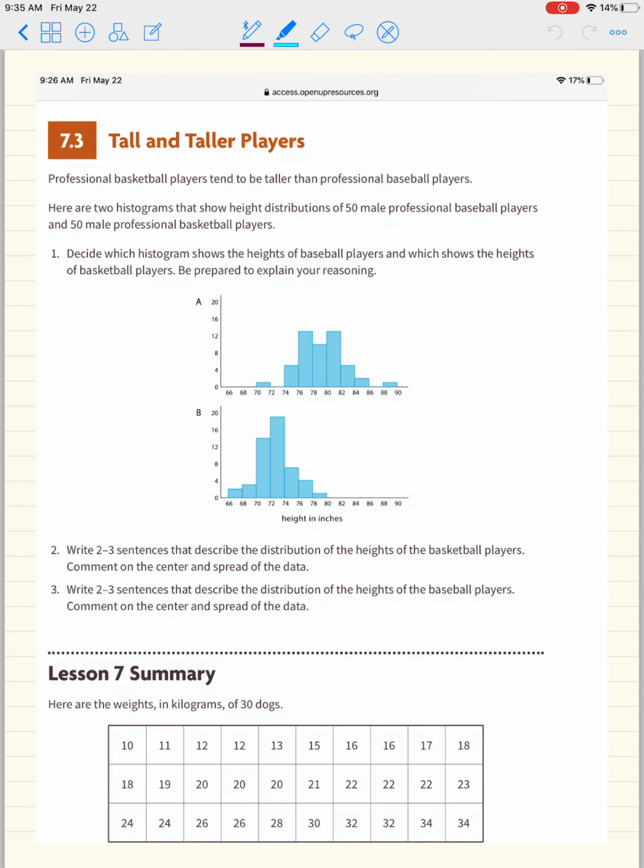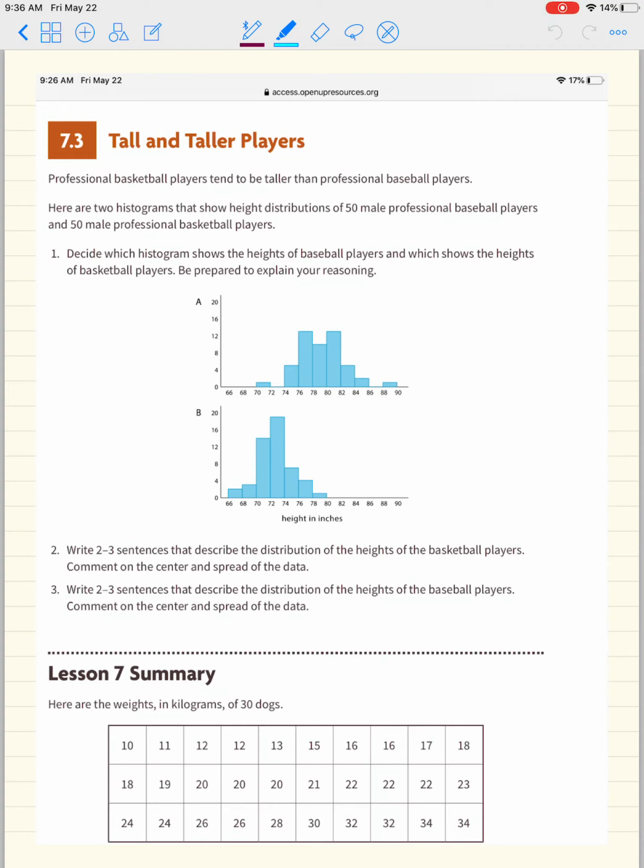Moving on to 7.3. And sorry, you guys, I'm going through this really fast, but I really want you to try a lot of this on your own. And so if you have extra questions, you can message me and I'll help you. But professional basketball players tend to be taller than professional baseball players. Here are 2 histograms to show the height distribution of 50 male professional baseball players and 50 male professional basketball players. Decide which histogram shows the height of baseball players and which one shows the height of basketball players. Be prepared to explain your reasoning.